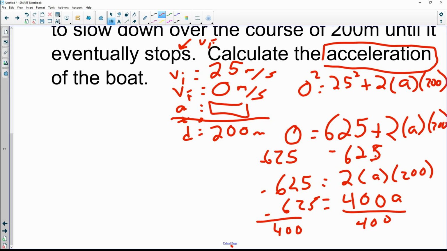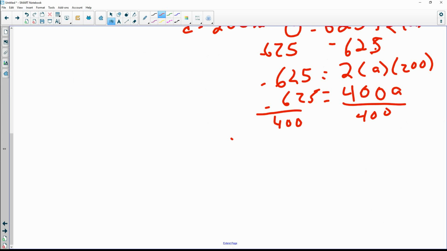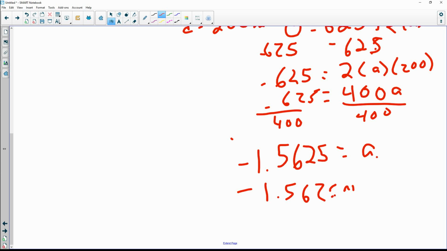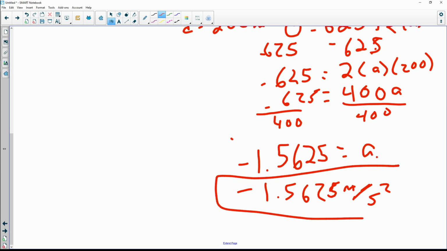And extend page, because I need more room. So negative 625 divided by 400 is negative 1.5625 equals A. And what that means is we are accelerating in the negative direction, 1.5625 meters per second squared. Sorry. And that is your answer for what's the acceleration of that boat. Algebraically, I hope it makes sense.